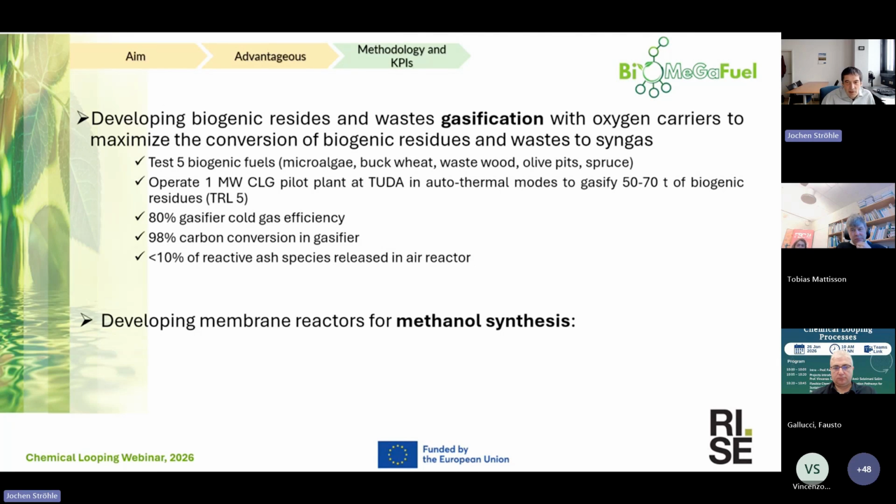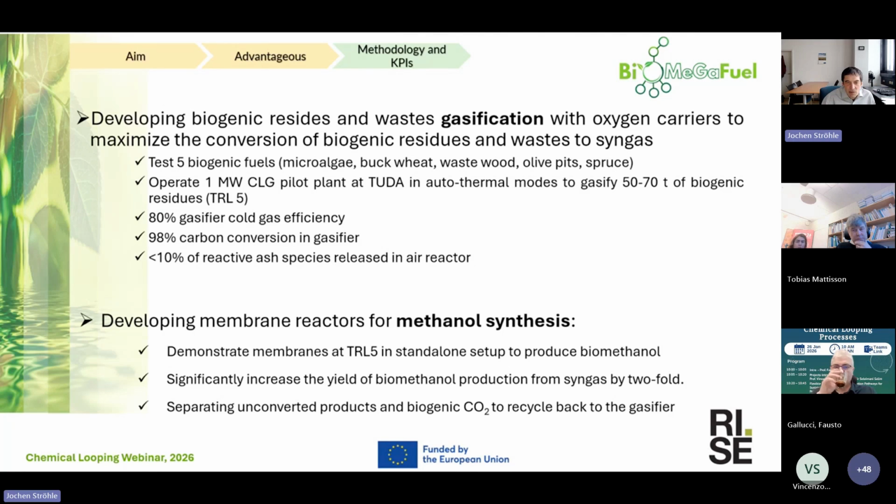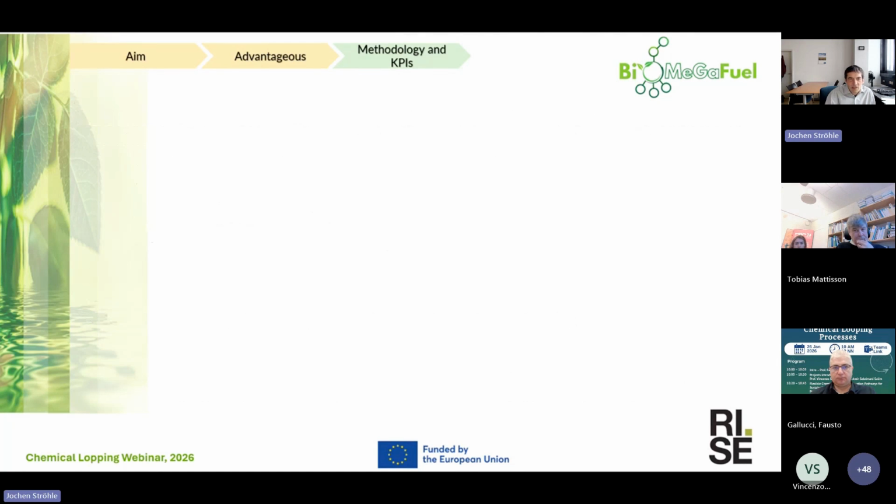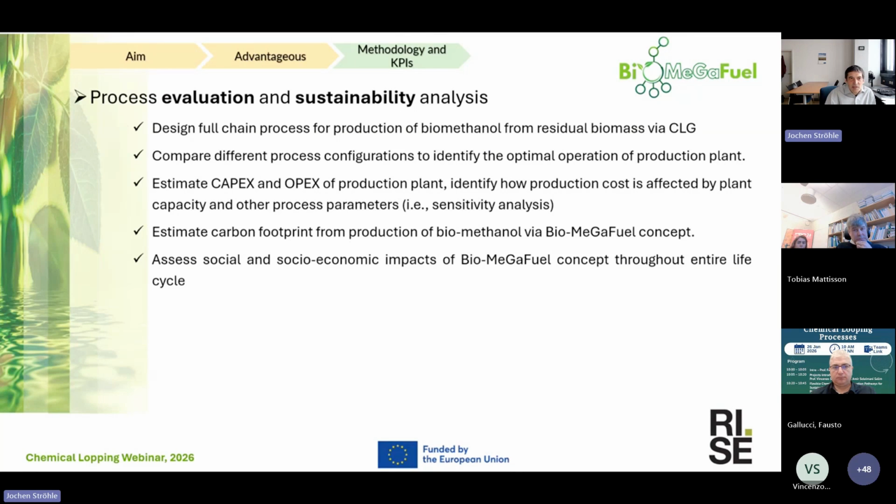Developing membrane reactors for methanol, since they must demonstrate the membranes at TRL5 in a standalone setup to produce biomethanol and significantly increase the yield of biomethanol from syngas by twofold, and separating unconverted products and biogenic CO2 to recycle back to the gasifier. Do process evaluation and sustainability analysis, design a full process chain, compare different configurations, estimate CapEx and OpEx, estimate carbon footprint, and assess also social and economic impacts.